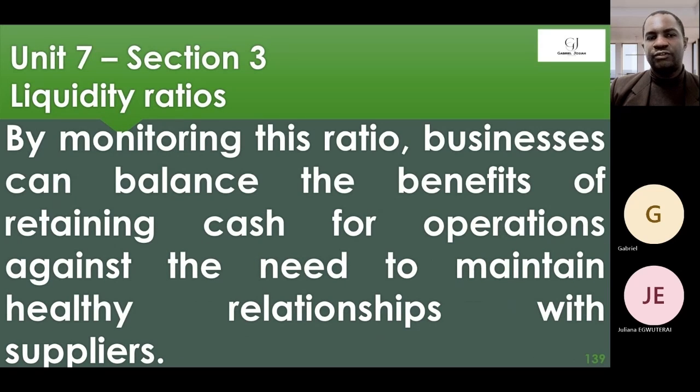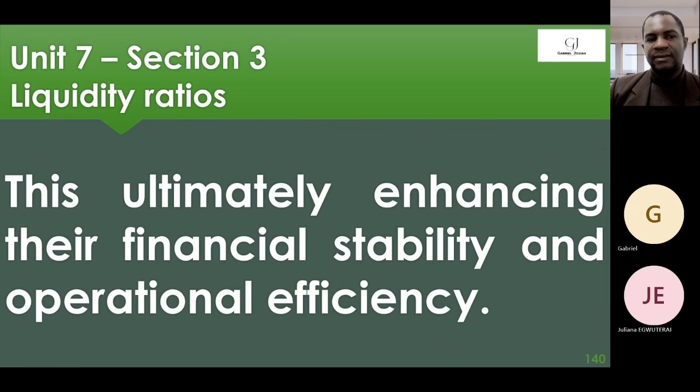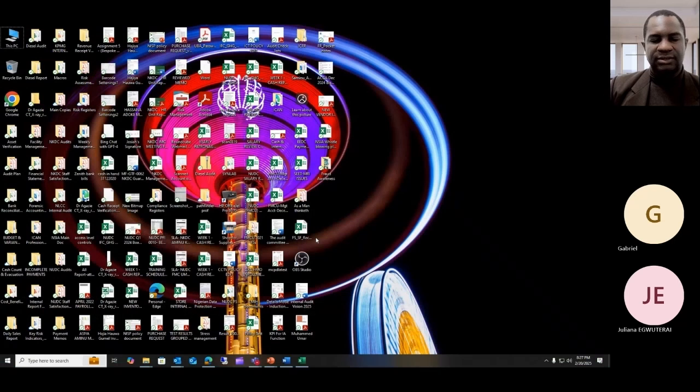So you need to monitor this ratio for businesses so that you can balance the benefits between retaining cash for operations and your needs, and also maintaining healthy relationships. So you see those two issues when you are discussing this ratio: cash flow management and also your relationship with suppliers is key. It ultimately enhances financial stability and also operational efficiency. This is very, very important.